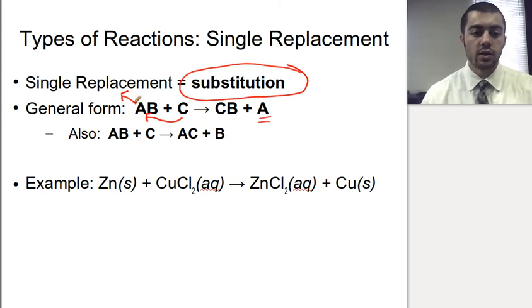In this case, remember, the cation comes first, so A would be a cation here, and B would be an anion.